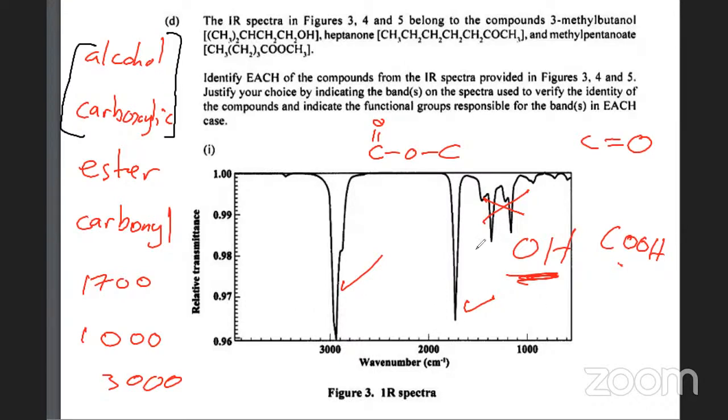So this peak indicates that we have C double bond O. Notice we do not have any at 1000. We don't have any coming down at 1000 or even 1200. That peak is absent. Since it is absent, it means that we don't have any C single bond O. This one is for something close to 1000.